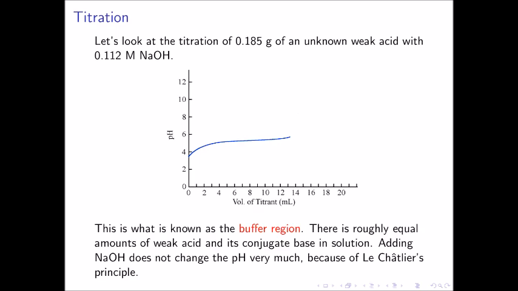In a titration, there will be a region in which the pH changes very little. This is what is known as the buffer region. In this region, there are roughly equal amounts of both the weak acid and its conjugate base in solution. When we add the sodium hydroxide, the pH does not change very much because we have a relatively large amount of each of the two conjugates. This is an example of Le Chatelier's principle at work.